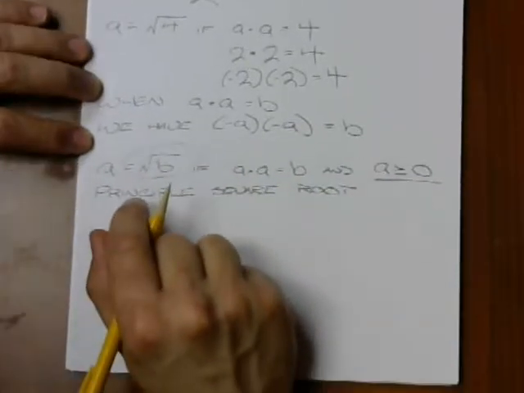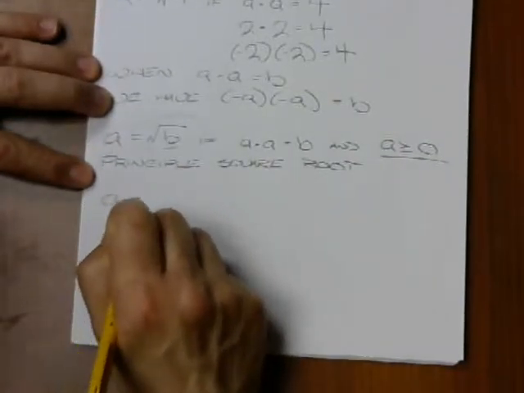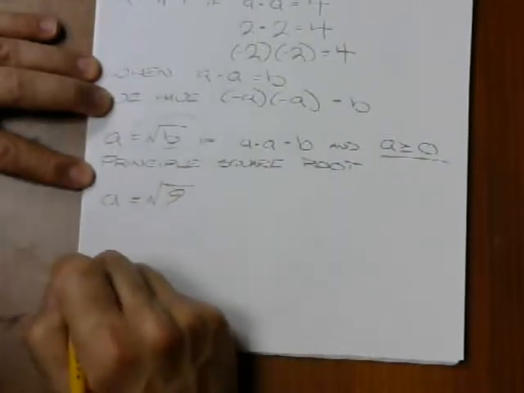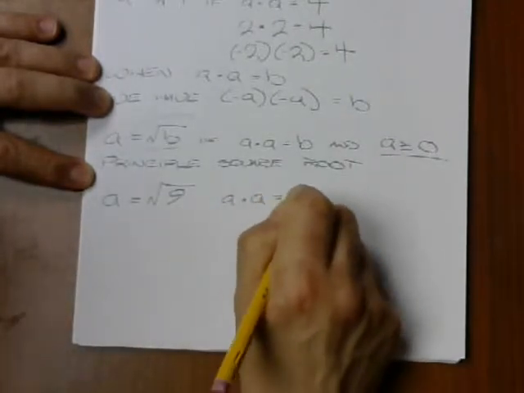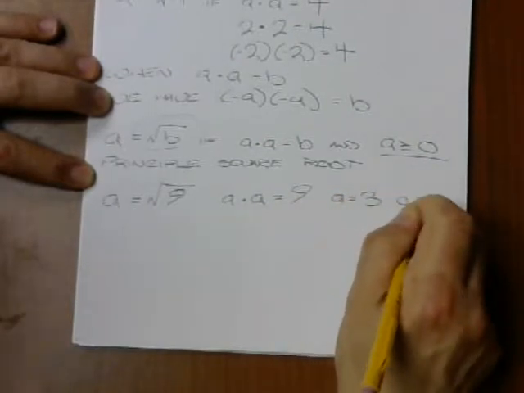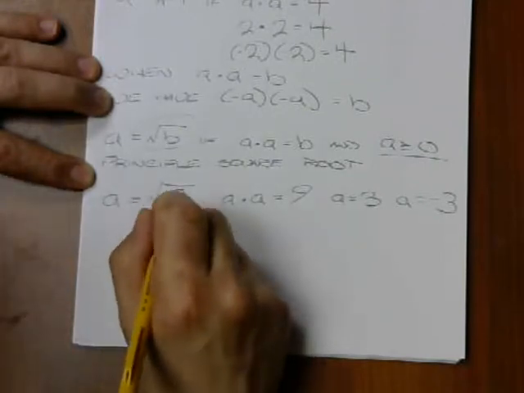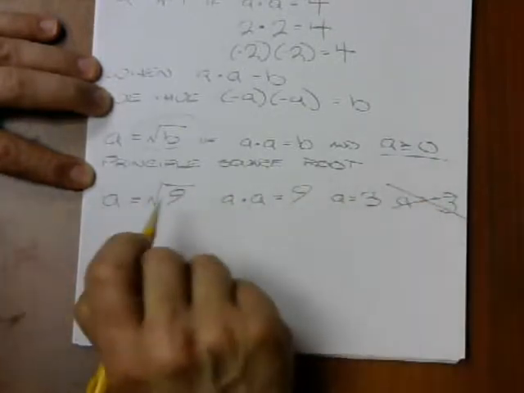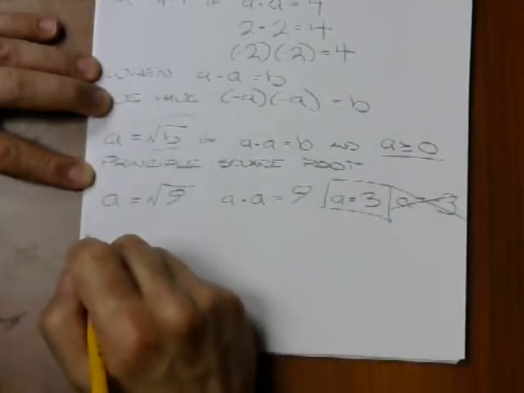Now, let's do some examples. For example, if we want a to be the square root of 9, we're looking for numbers so that a times a equals 9. Well, the choices are going to be a equals 3 and a equals negative 3, but we want the principal root because that's what this radical symbol is asking for. So what we're going to get is a equals 3.